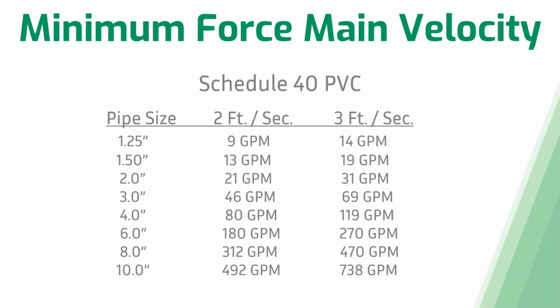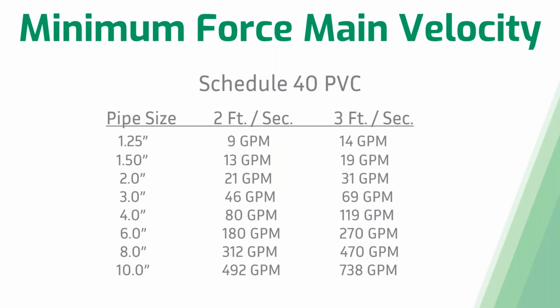Now, what is the minimum force main velocity? On your screen, you're going to see Schedule 40 PVC minimum force main velocities. The minimum scouring velocity that you need to hit is 2 feet per second, and that has been a requirement for a long time now. But in the past 20 years or so, we've seen a lot more solids getting flushed down the drain, solids that really shouldn't be getting flushed down drains, such as wet wipes and rags.